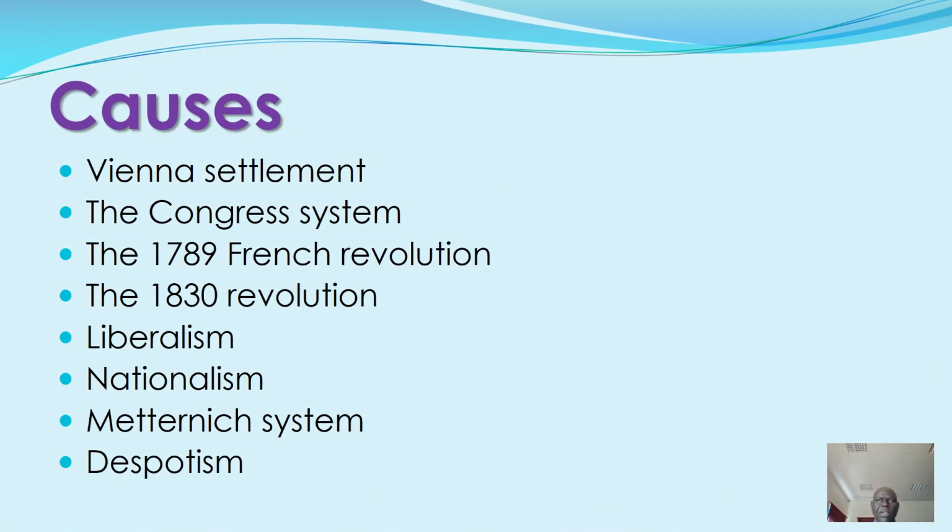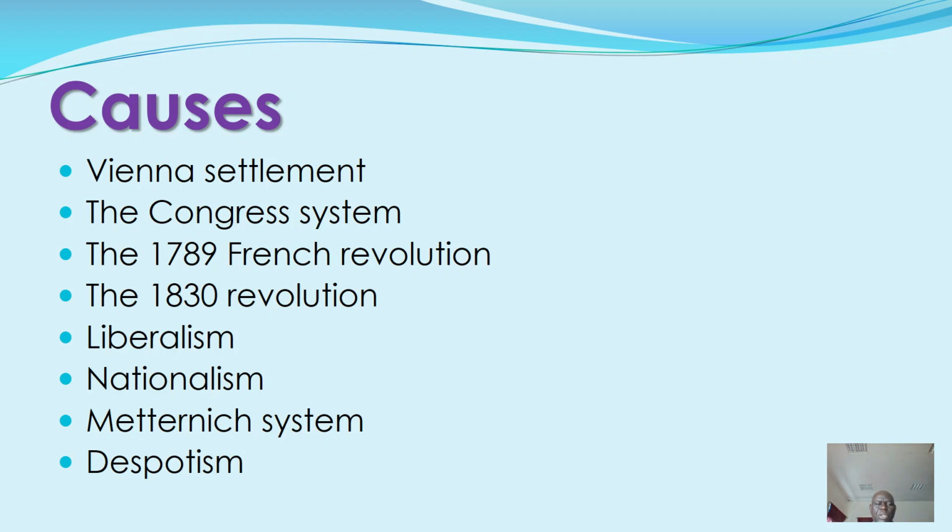Now, these revolutions can be traced to the unfair terms of the Vienna settlement of 1815, because during the Vienna settlement, there were some unrealistic resolutions. Some states were put under bigger states, like Italian states and German states. And following the Vienna settlement, the Congress system, which was still a product of the Vienna settlement, tried to defend these unfair terms. And that is why the Congress system was also blamed for the occurrence of this revolution.